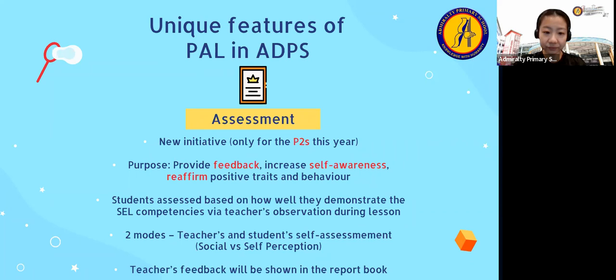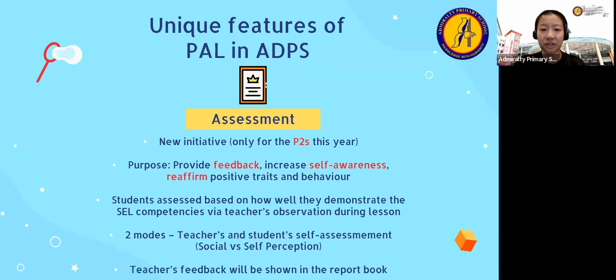The students will be assessed based on how well they demonstrate the SEL competencies via teacher's observation during lessons. And actually, only the teacher's assessment will be shown in their report book. And students' self-assessment will also be done for the purpose of them understanding the difference between self-perception and social perception.